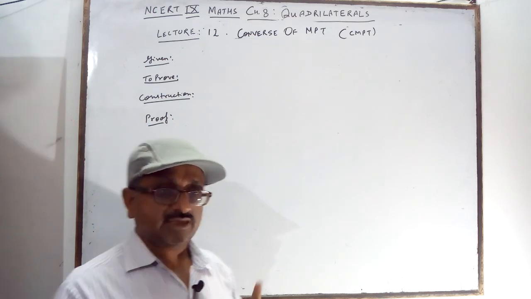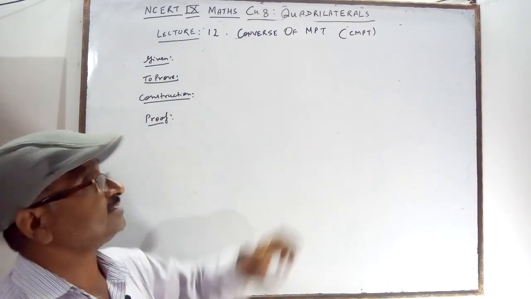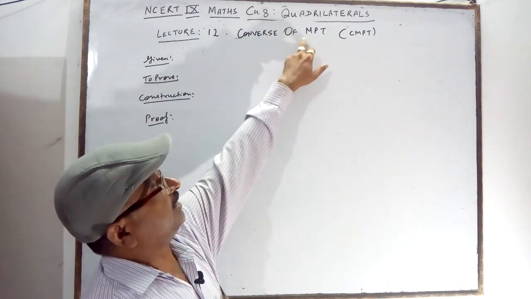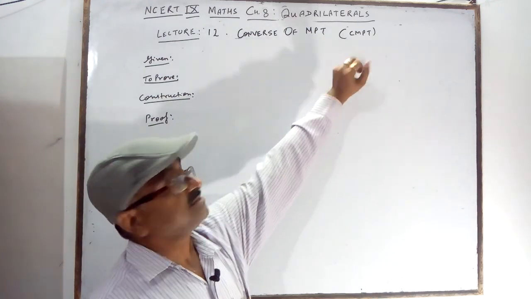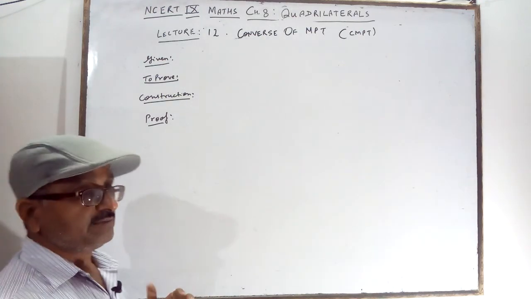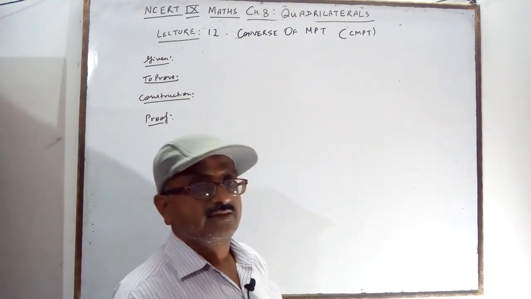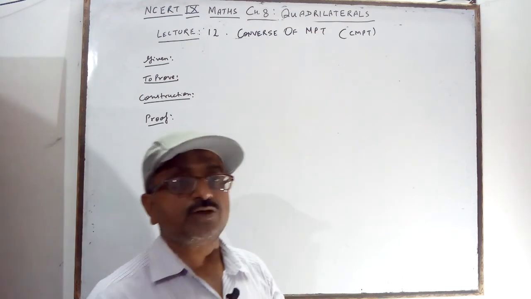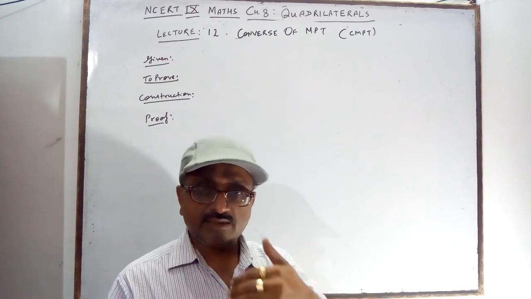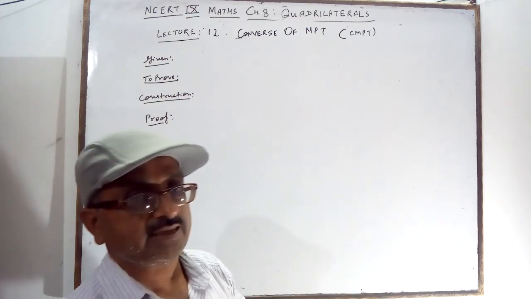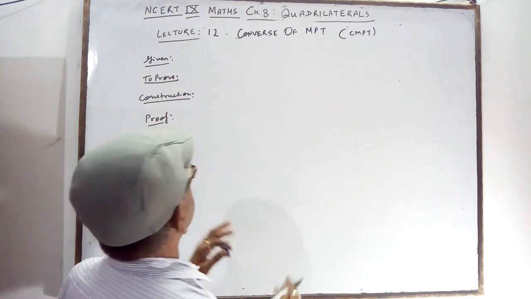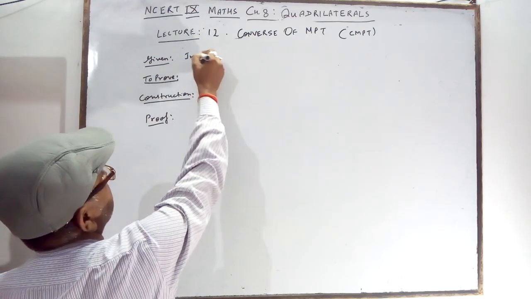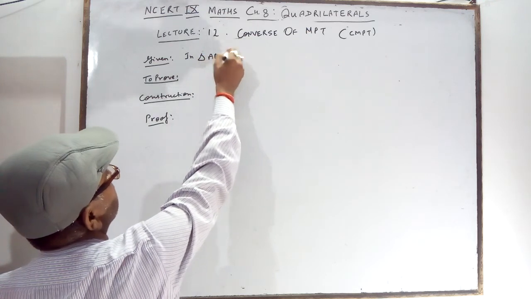In the previous lecture, I have explained the midpoint theorem. Now you will see the converse of the midpoint theorem, the converse of MPT, which is known as CMPT. In the converse of the midpoint theorem, a line drawn from the midpoint of one side parallel to the second side always bisects the third side. A line drawn from the midpoint of one side parallel to the second side bisects the third side.